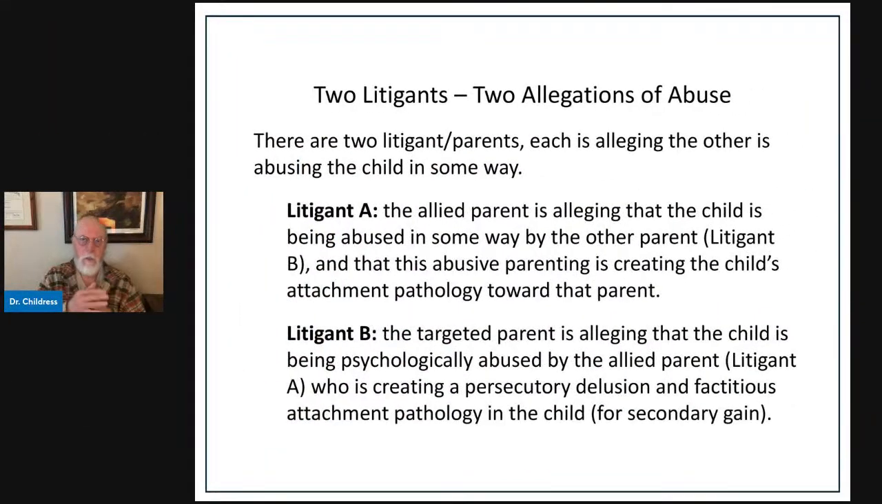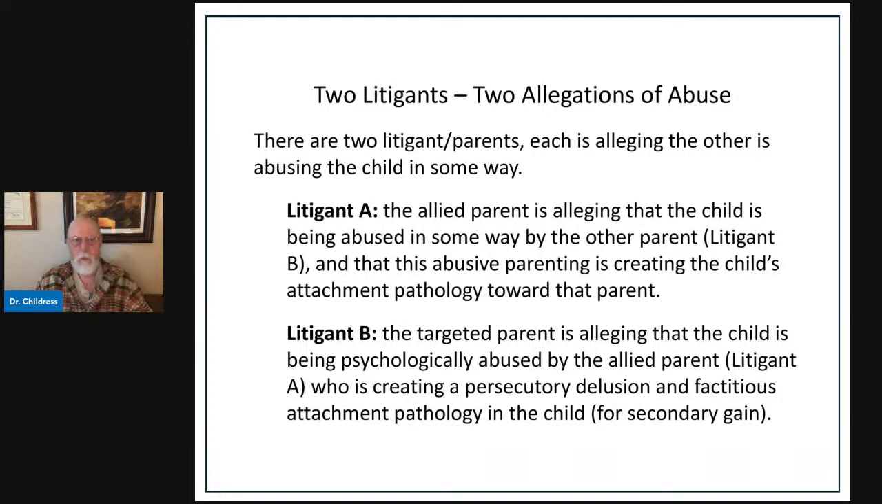So we have two litigants. There are two allegations of abuse within the legal system. Each parent is alleging that the other parent is abusing the child in some way. So we have litigant A, the allied parent, who is alleging that the child is being abused in some way by the other parent, by litigant B, and that this abusive parenting is creating the child's attachment pathology towards that parent. By contrast, we have the second litigant, litigant B, the targeted parent, who's alleging that the child is being psychologically abused by the allied parent, litigant A, who is creating a persecutory delusion and false factitious attachment pathology in the child for secondary gain.